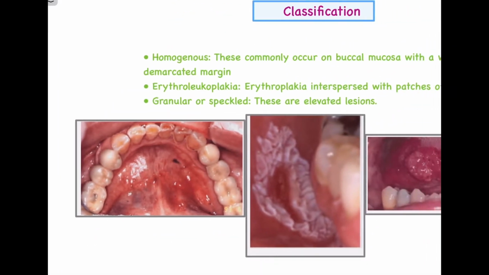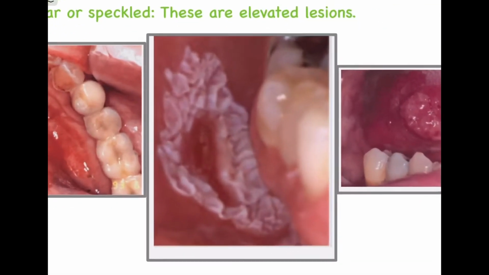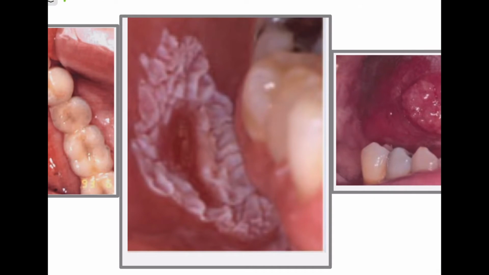Moving on to our second variant, erythroleukoplakia. As the name itself indicates, erythro means red and leukoplakia means it has a white component also. Here you can see the central portion is predominantly red in color, and the surrounding and adjacent area appears whitish in color. Therefore it is named erythroleukoplakia.